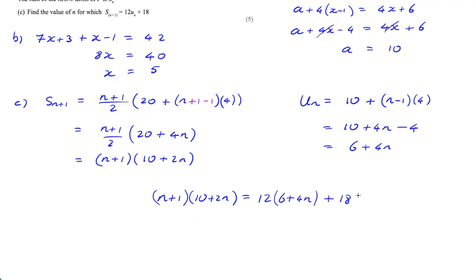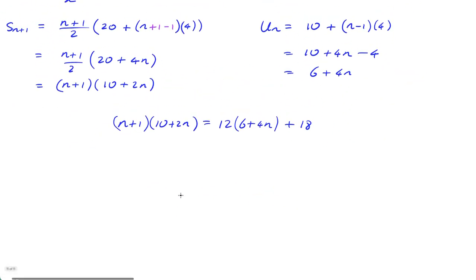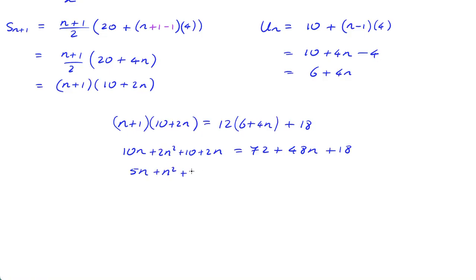Okay, so that's a kind of weird equation to solve, but it's just a quadratic which we can solve. So let's just multiply everything out. This is now just a quadratic that we need to solve. So 10n plus 2n squared plus 10 plus 2n equals 72 plus 48n plus 18. Divide everything by 2. So I get 5n plus n squared plus 5 plus n equals 36 plus 24n plus 9.